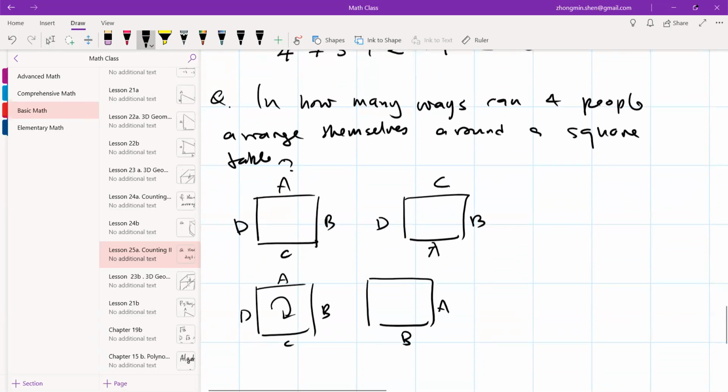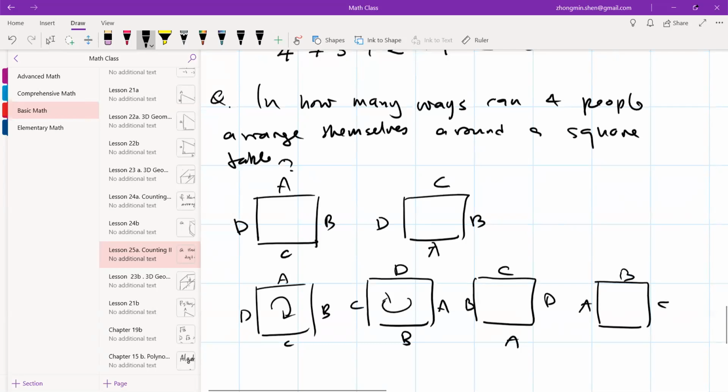Wait, do you agree? I just realized this. What if we continue with A, B, C, and D? Then it's A here, then A, B, C, D. So we view them all as identical.